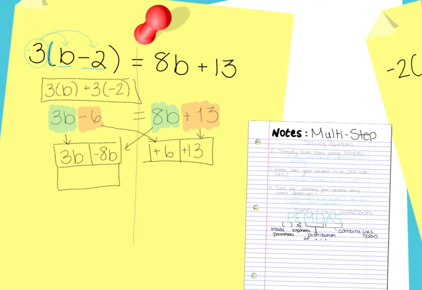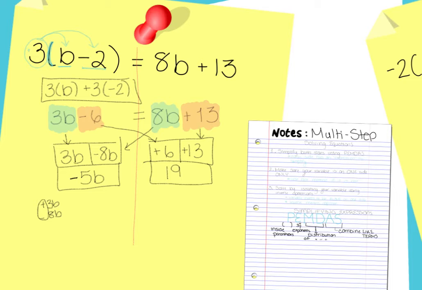Then I'm just going to go ahead and combine them. 3b minus 8b, write this on the side if you need to, but that's a positive 3b minus 8b. We have different signs, so we're going to subtract and we get 5b. Keep the sign of the bigger number, which is the 8, so it's going to be negative 5b. And then here 6 plus 13, and that's just going to be 19.